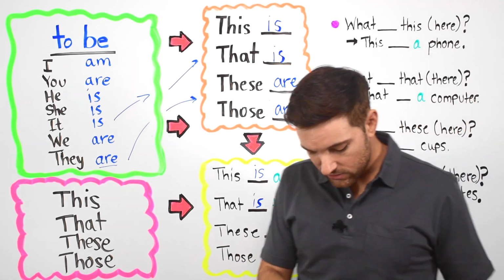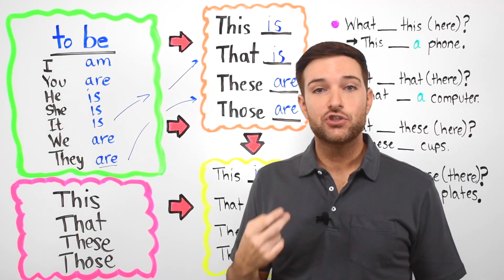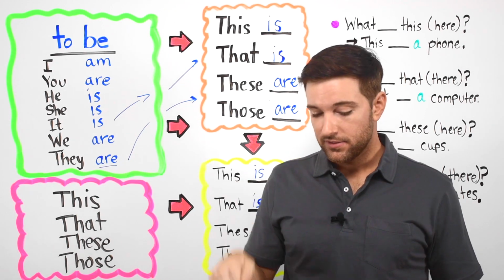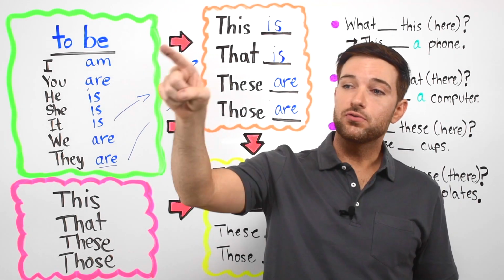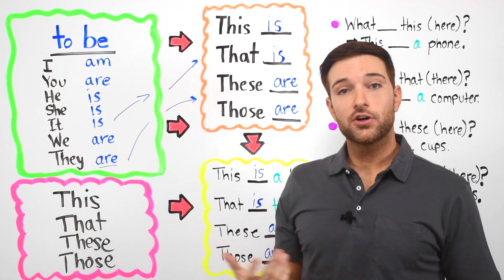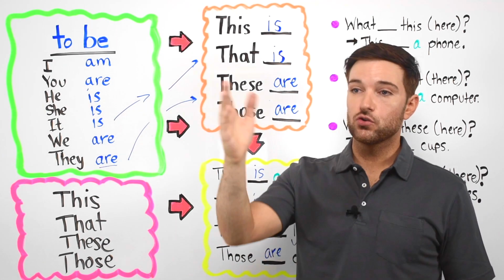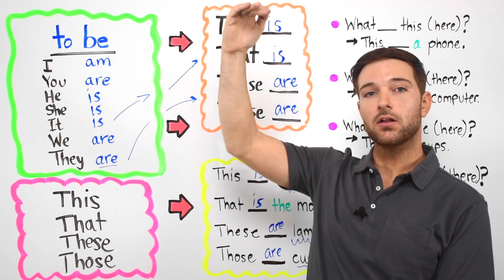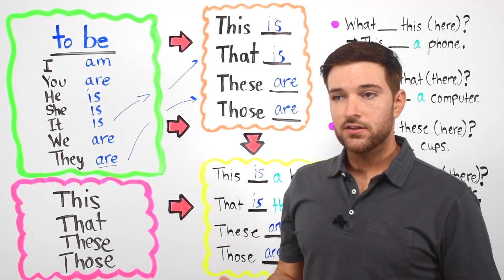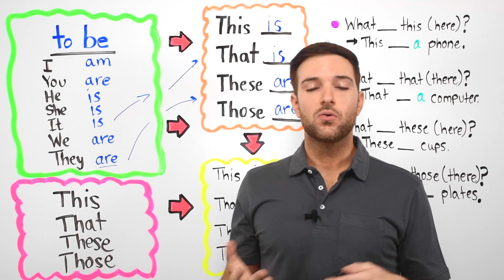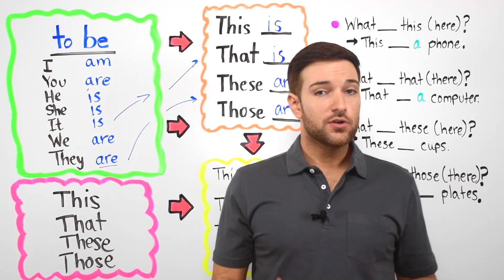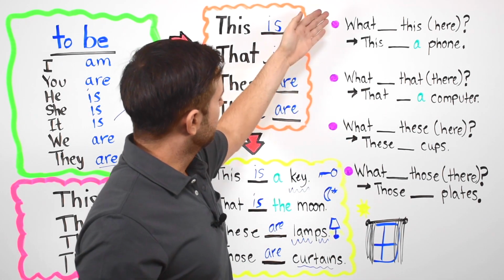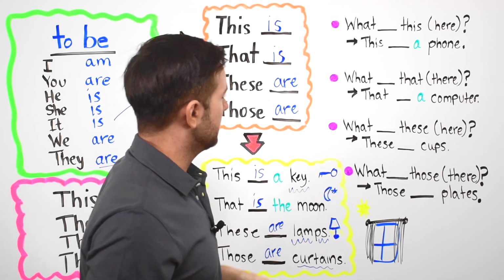Next we have, what are these? What are these right here? These are my shoes. I have two shoes. These are my shoes on my feet. What are those over there? Those are trees. Those are green trees. They are very tall. So you can hear that we have expressions: what is this? What is that? What are these? And what are those?